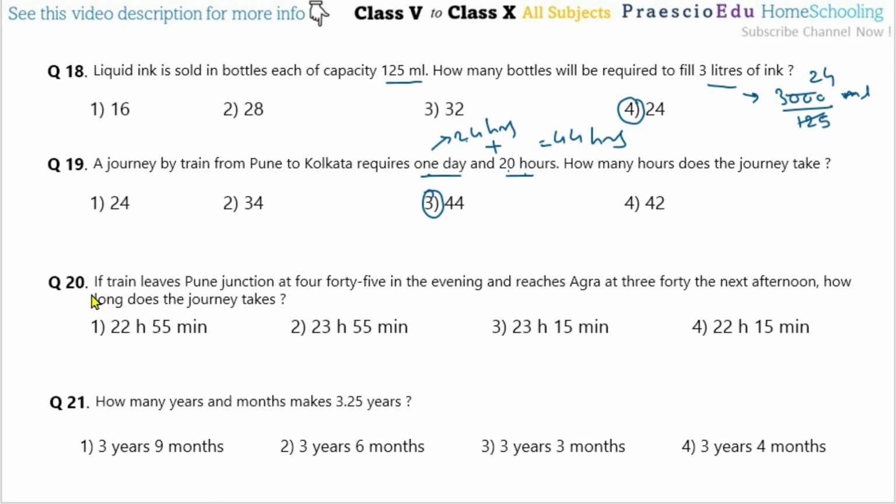Then question number 20: if a train leaves Pune Junction at 4:45 in the evening, that is PM, and reaches Agra at 3:40 in the next afternoon.